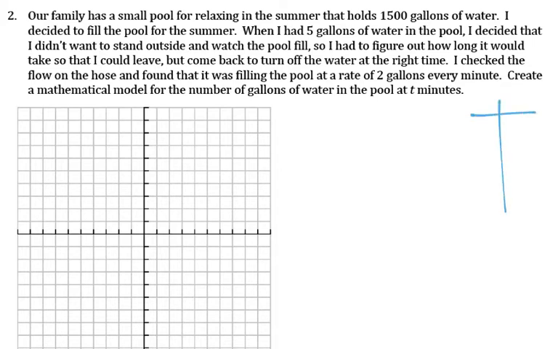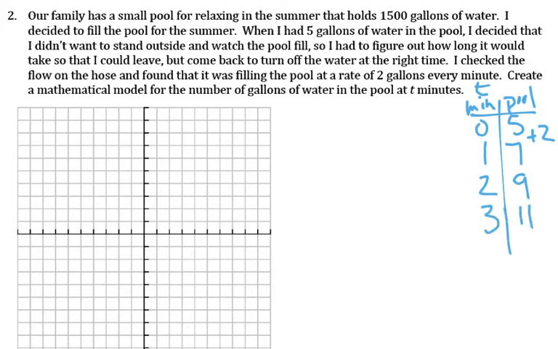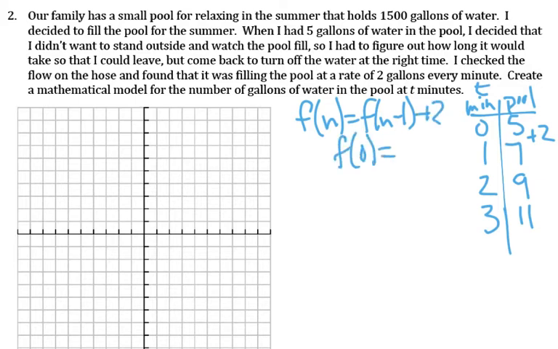So we've got minutes, T, time. And then we've got water in the pool. We started out and we'd already had 5 gallons in there when we started timing. After the first minute, we had 2 more gallons, so we had 7. The next minute we had 9. The next minute we had 11, and so on. If we were making an equation, we would have f of n equals f of n minus 1 plus 2, and f of 0 equals 5. That's our recursive.